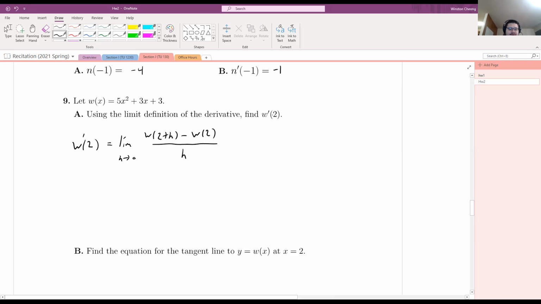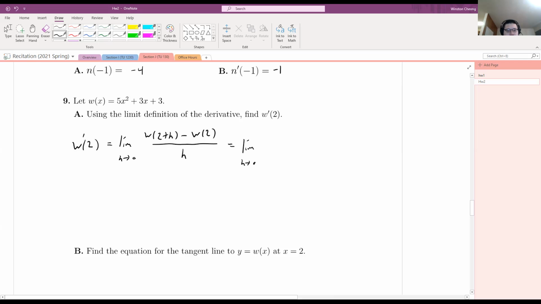Right? It's something that you should be able to repeat automatically. So normally we would have a here, but in this case, a is 2. It's the specific place where we want our tangent, or where we want our derivative to be. And then just expanded this out by definition. Okay, now we need to compute this guy. So what we do is we plug these values into our function w.